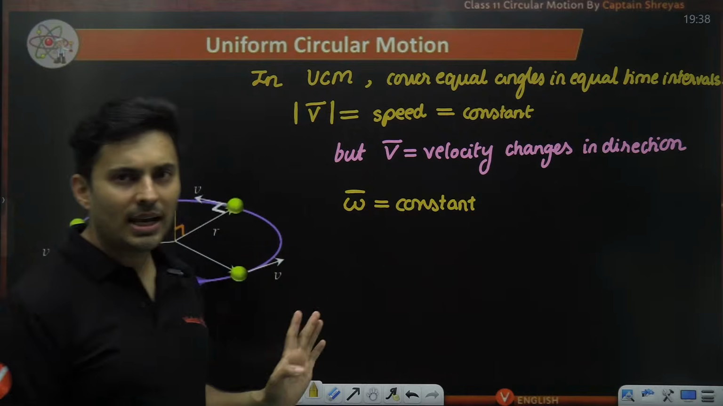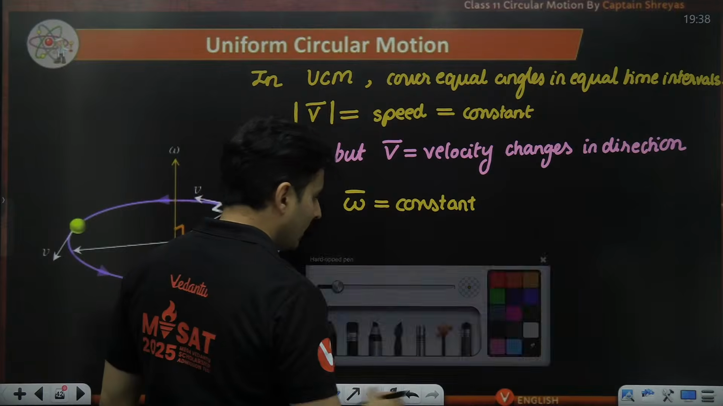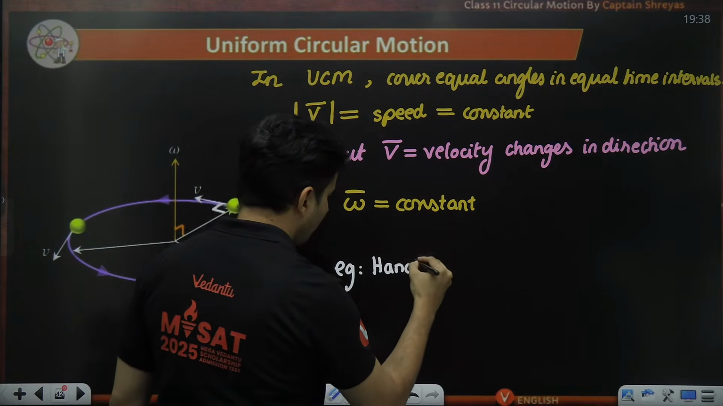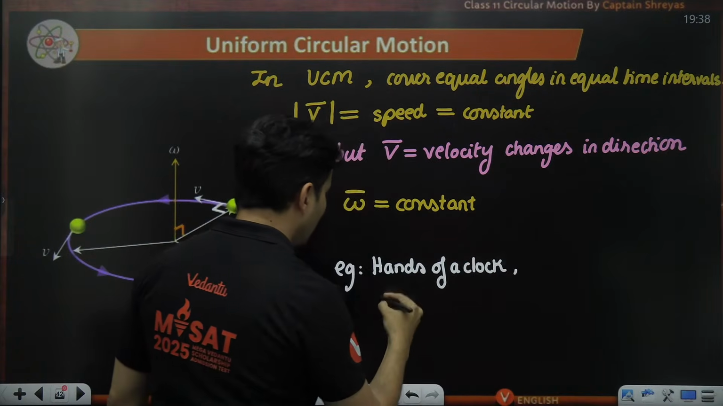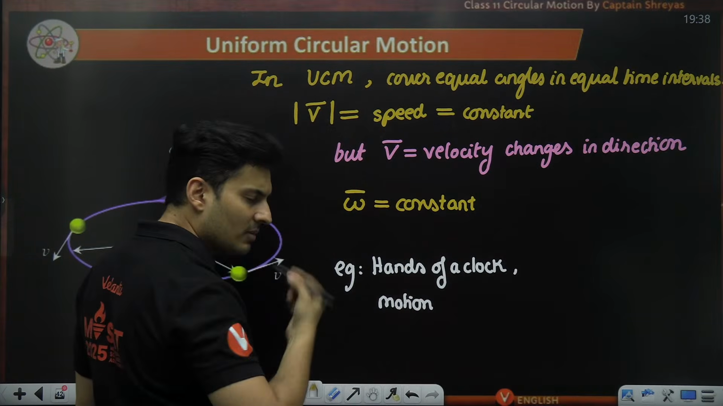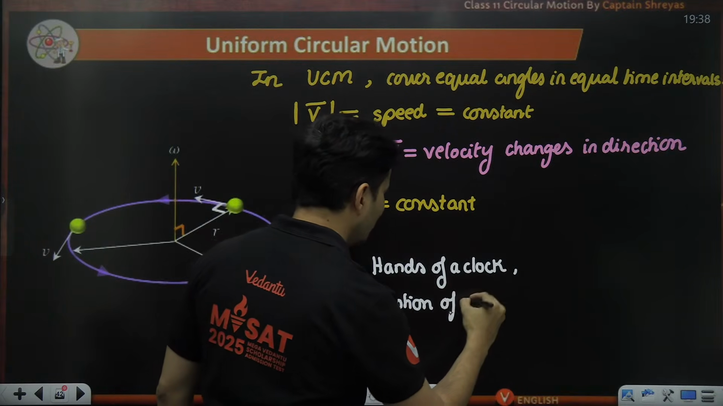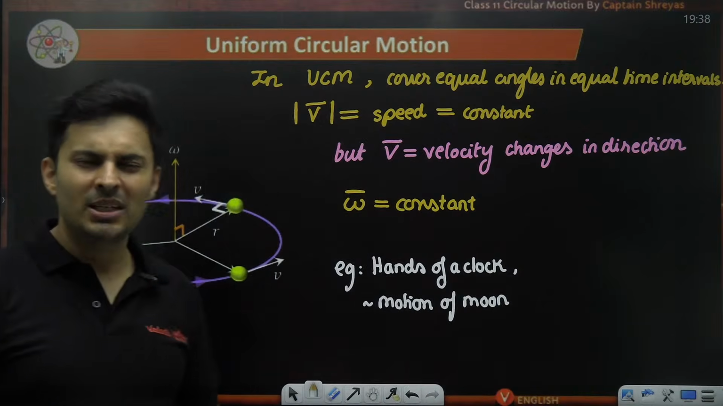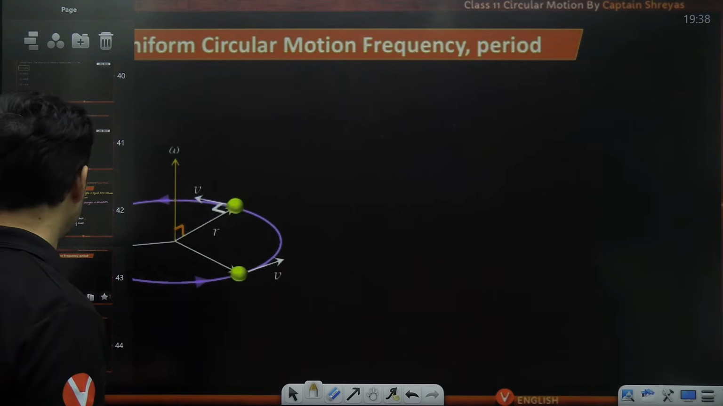Okay, till this point, is it absolutely clear what is the meaning of uniform circular motion? I can give you examples also over here. For example, the hands of a clock, or the motion of the moon. It is periodic, it revolves with constant speed, almost approximate motion of the moon. It might change because of the gravitational pull and some elliptical orbits, but almost it is uniform circular motion for all practical purposes.